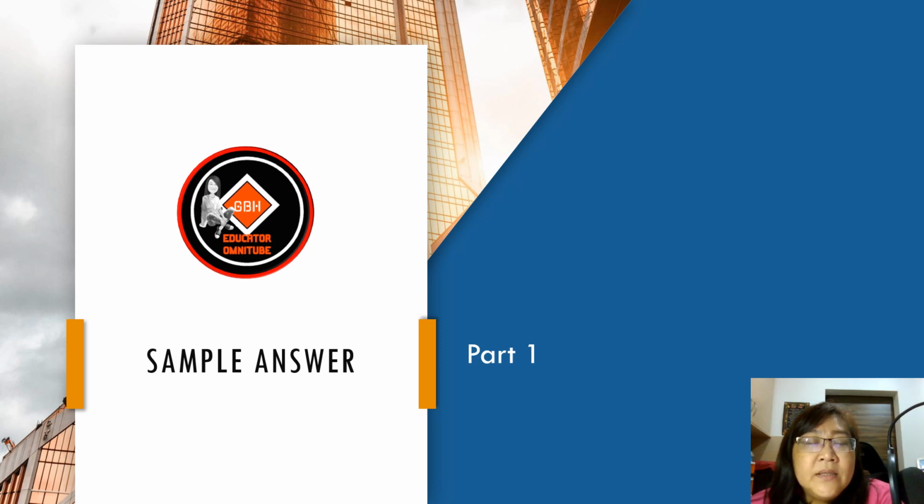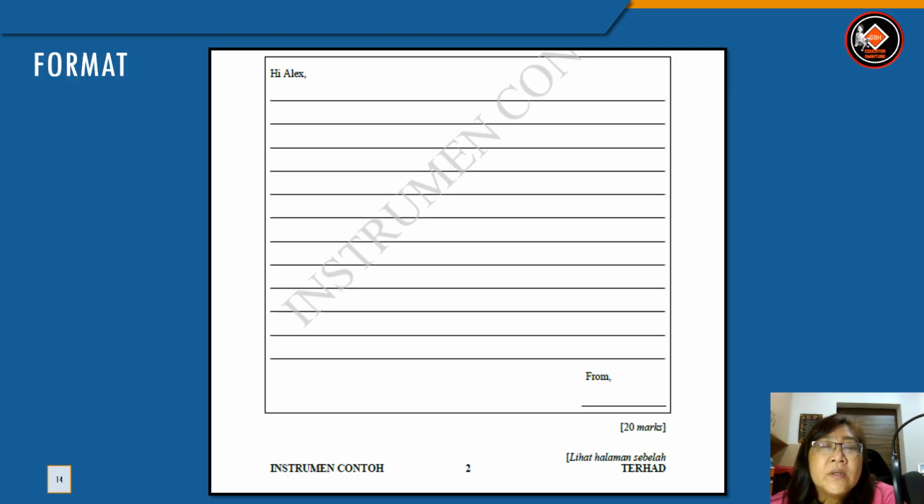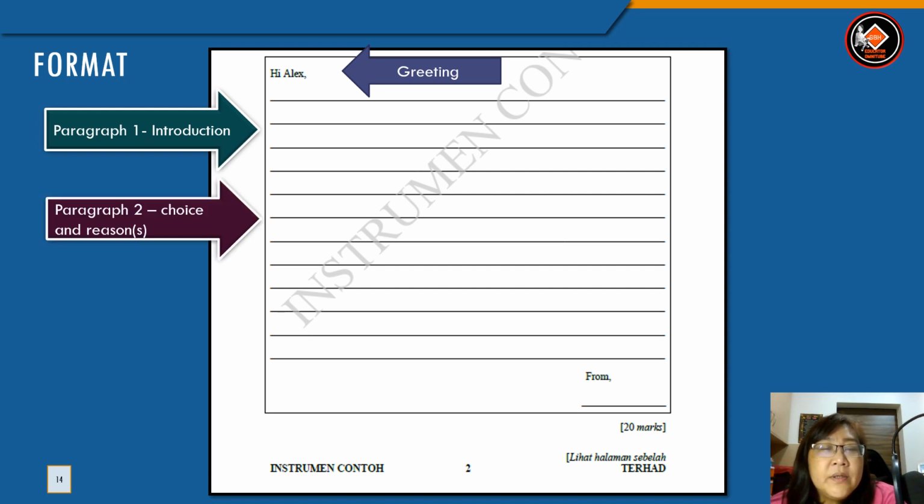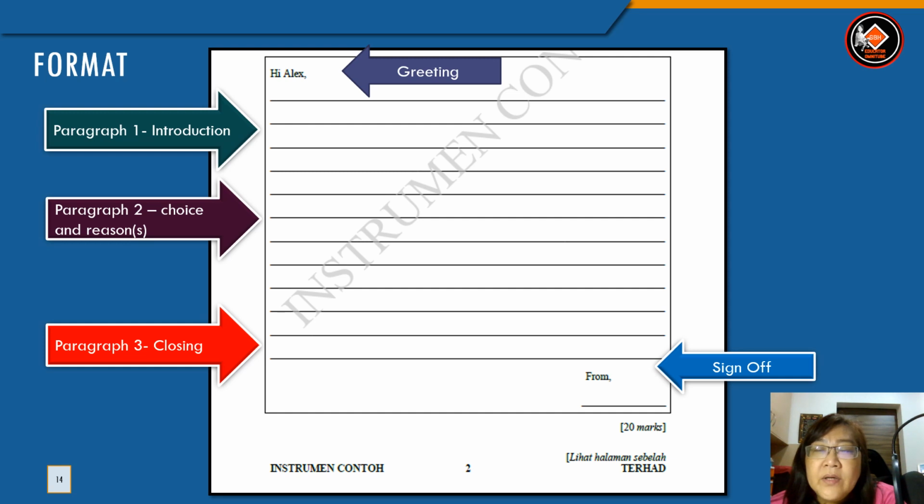So let's try the sample answer. Okay, first of all, remember this is the space or the box given to you. So let's look at the format. You have the greeting, Hi Alex. And then remember paragraph 1 is a simple introduction. In paragraph 2, you make your choice and write your reasons. And paragraph 3 is the closing where you restate your opinion. And then you have the sign off, From, and remember to write your name.